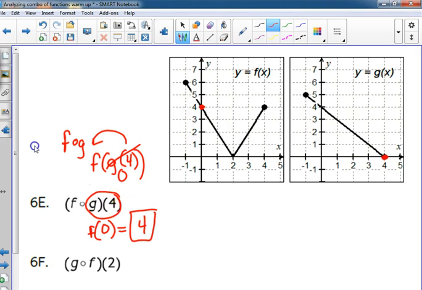All right, can I move to the right-hand side? Or are you still confused? 6F, put 2 into F. What'd you get out, guys? 0. And then 0 into G gives you 4. I got 4 on both those. Did some of the rest of you get 4 on both those? Okay.